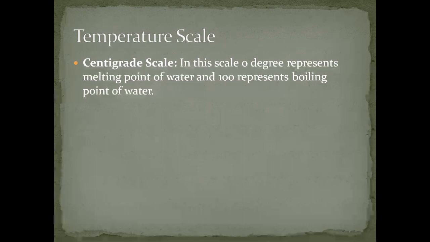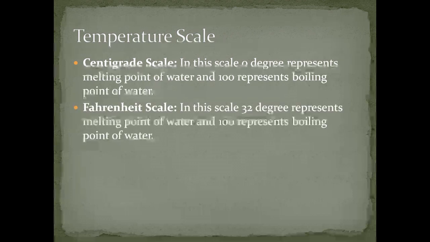In this scale, 0 degrees represents the melting point of water and 100 degrees represents the boiling point of water. And in the Fahrenheit scale, 32 degrees represents the melting point of water, and 212 degrees Fahrenheit represents the boiling point of water.